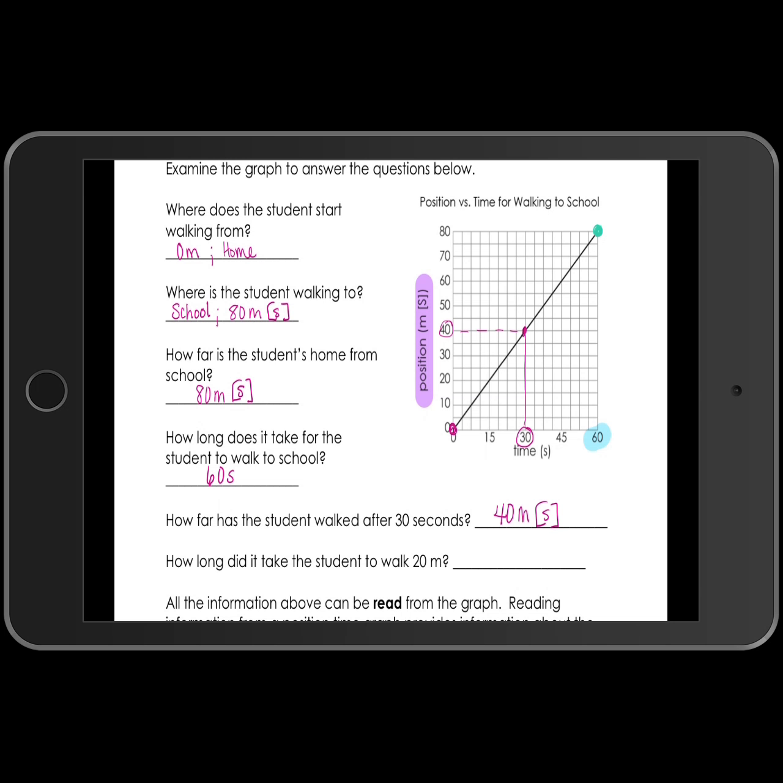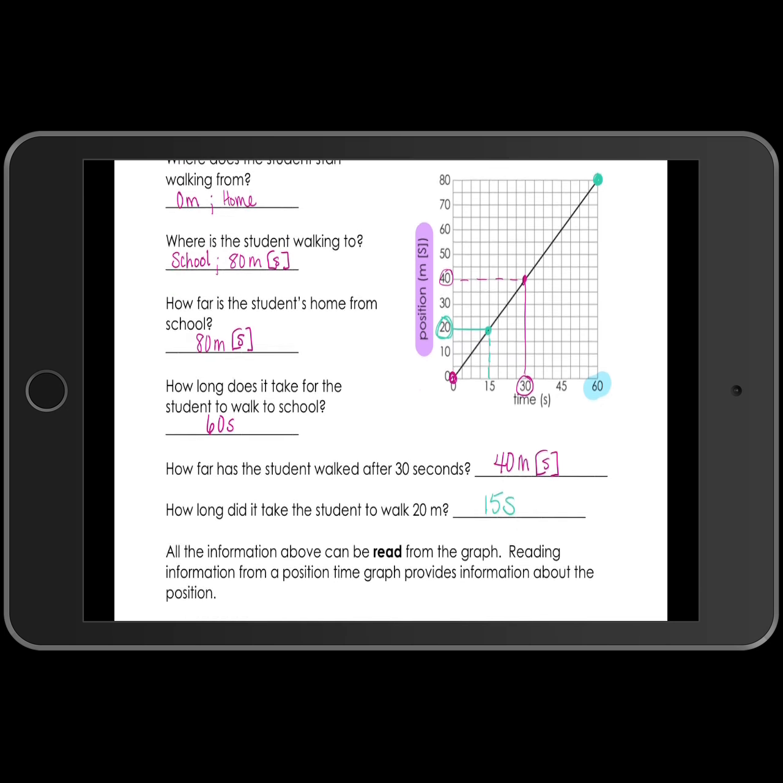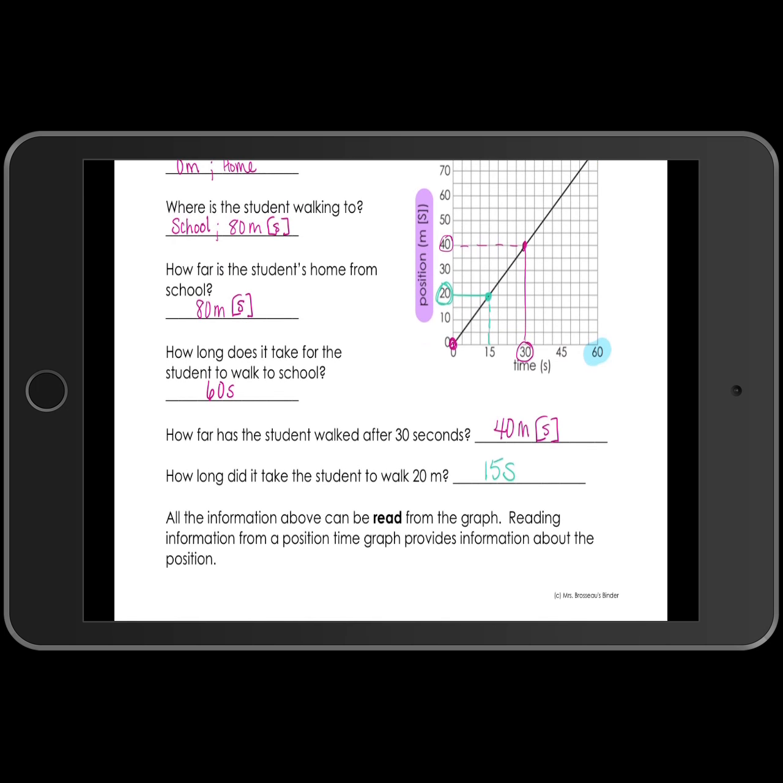And then lastly, how long did it take the student to walk 20 meters? We look at 20 meters, go over, find the point where it meets the line, and go down. It's at 15 seconds. So all the information above can be read from the graph. It's going to help provide information about the position of the object, the person, depending on what kind of problem you're looking at.